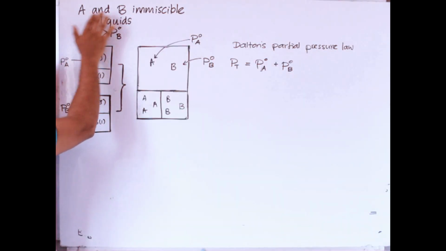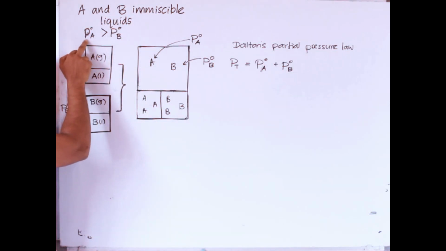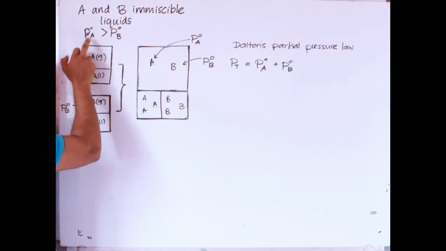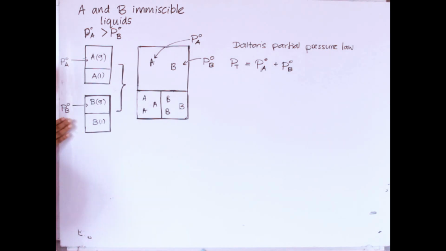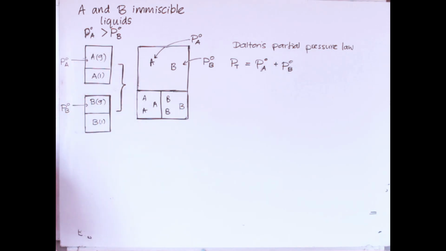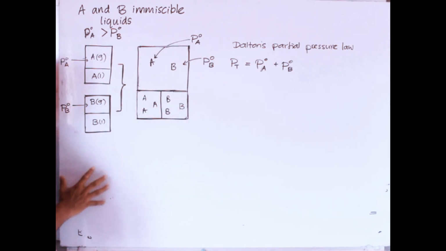Let's take A and B, which are immiscible liquids. The saturated vapor pressure of A is higher than B, which means its boiling point is less than B. When these liquids are pure liquids, they have their saturated vapor pressures in the liquid-vapor equilibrium. Now we mix these two and form a heterogeneous mixture.